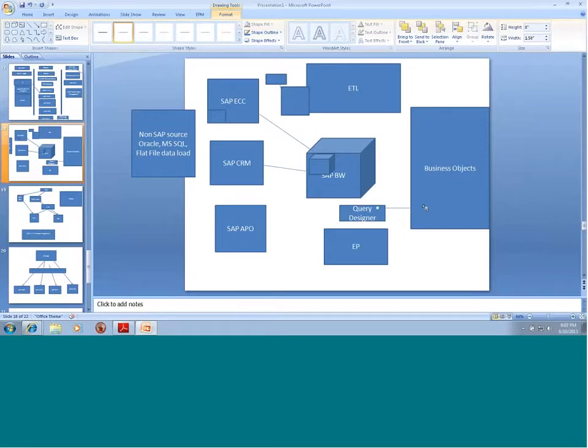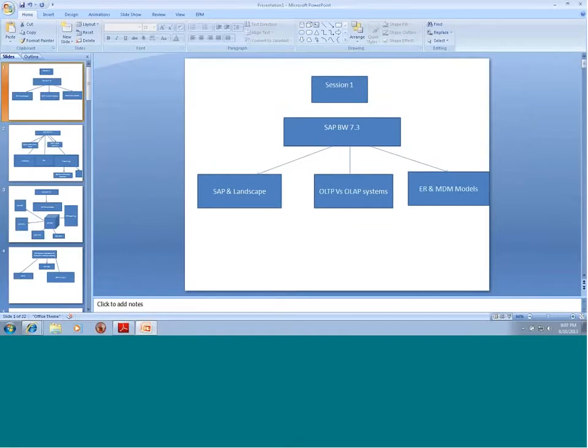So as a BW consultant, we should be able to talk about the SAP landscape and also talk about how SAP can connect to different SAP modules. So this is the concept of SAP landscape, and that's what I wanted to cover for tonight. Any questions?